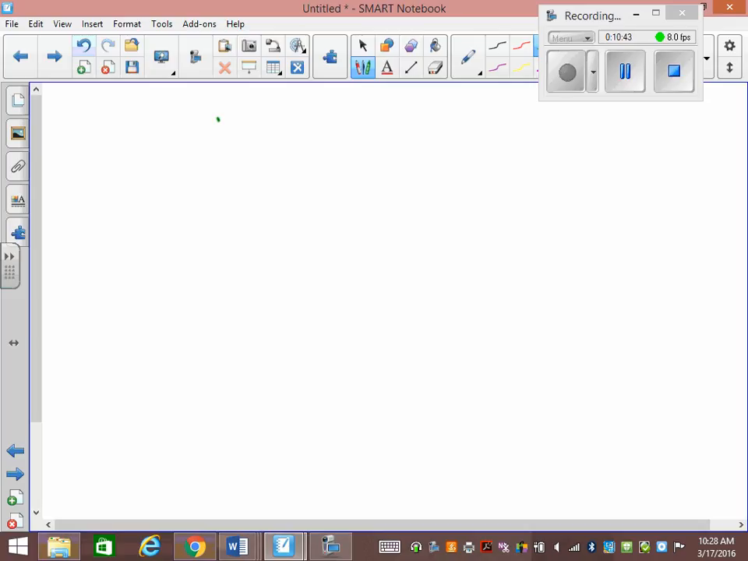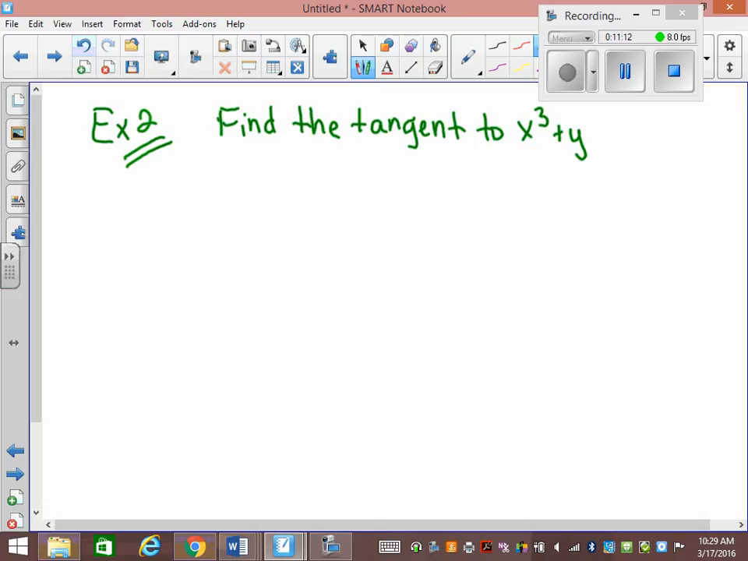Example 2. Same question. We'll just find the tangent. So find the tangent to x cubed plus y cubed equals 6xy at the point (3, 3).